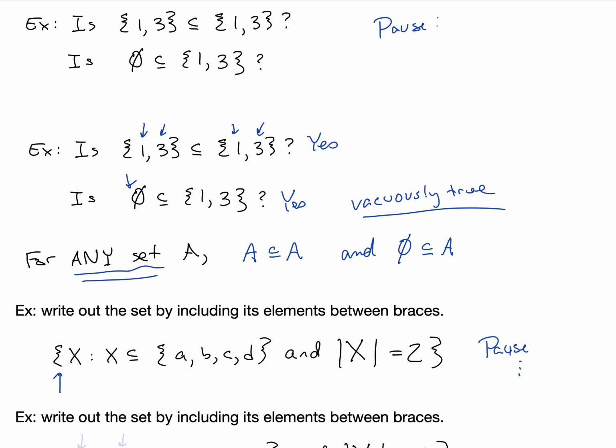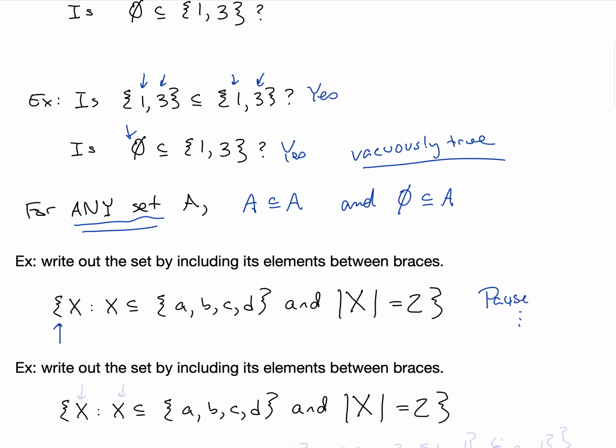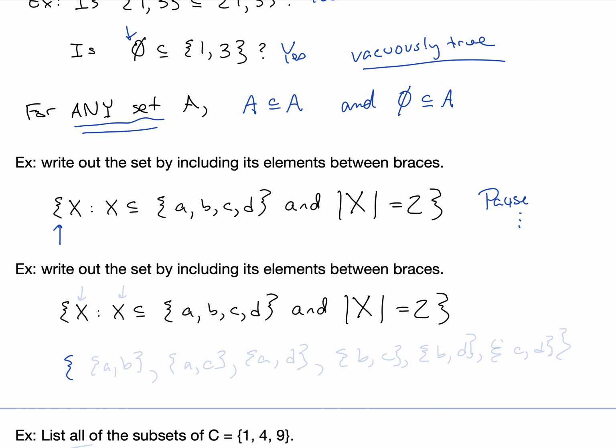Okay, so we're writing out the set by including these elements between braces. Since this is a capital X, we assume that it's a set, and we are confirming that it's a set because we're saying things that are subsets of, so X must be a set. Sets X that are subsets of the set containing A, B, and C, such that the cardinality of X is equal to 2. So what are things like that?